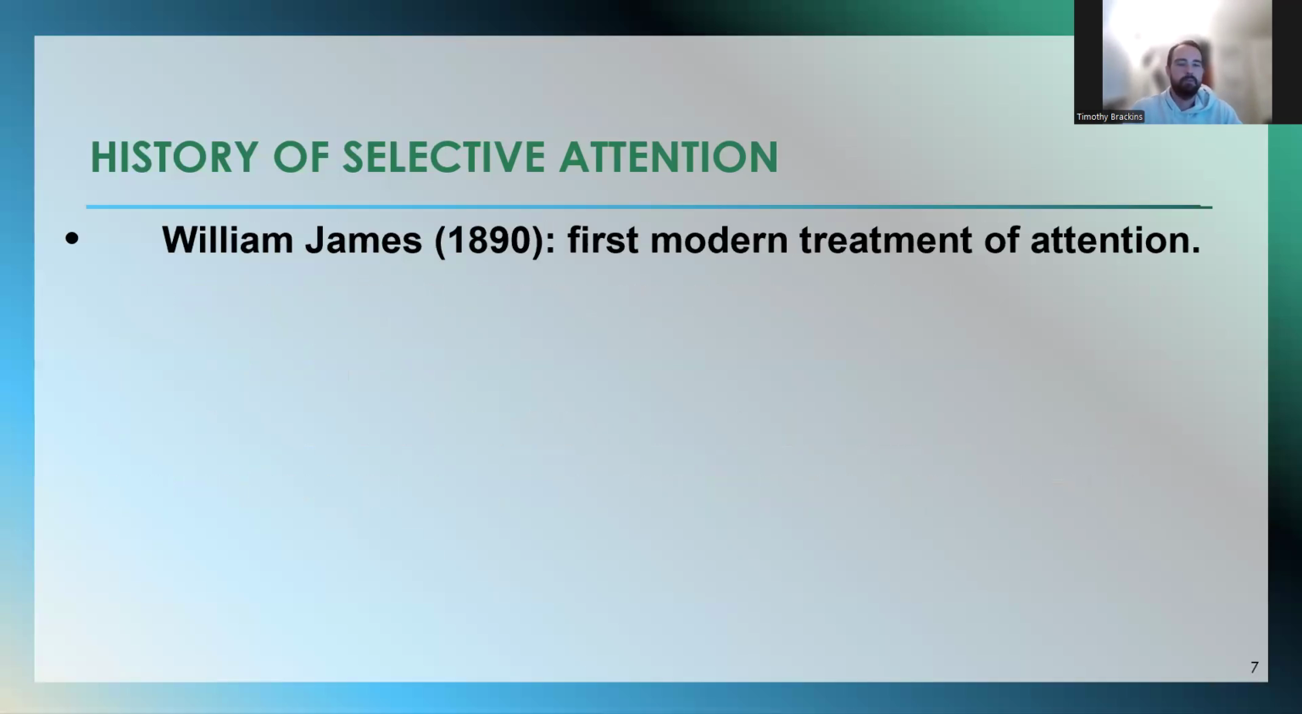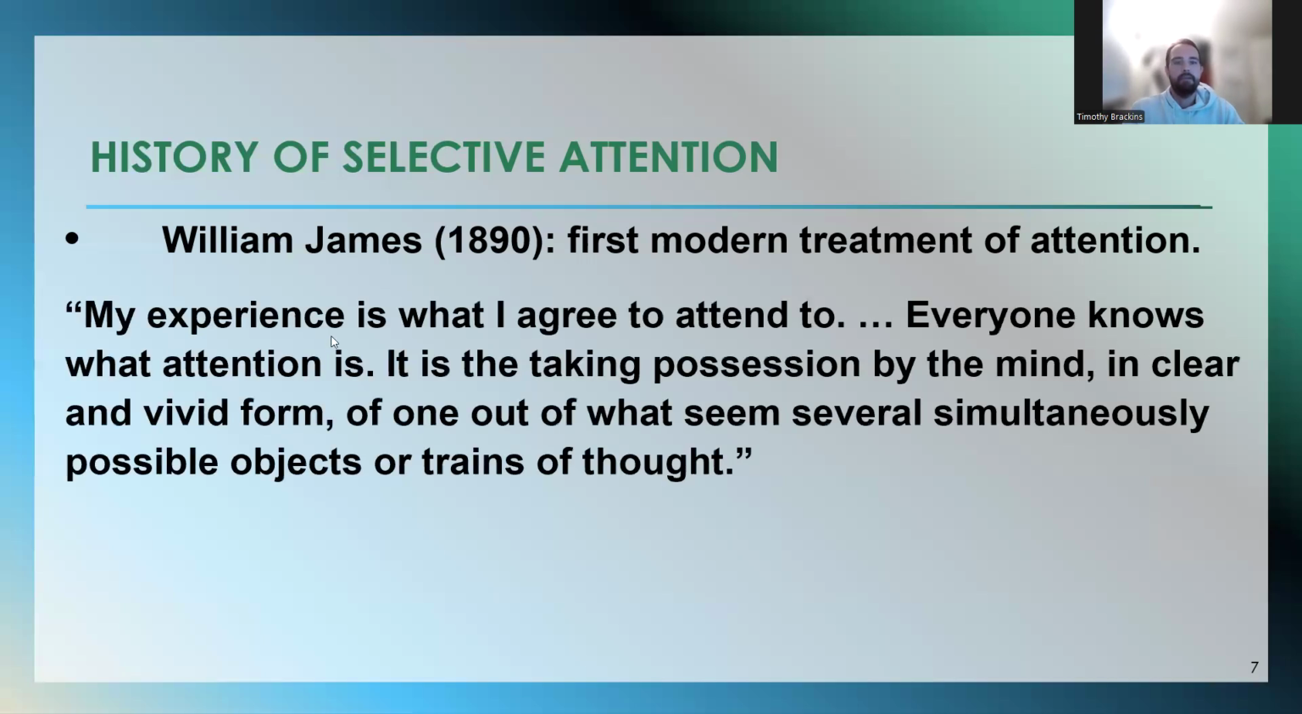So getting to modern times, William James, the first psychologist, the first scientist to really tackle attention in a modern sense and try to understand how it works. As I've talked about many times, everything that we discuss in this course has been rigorously studied. So this isn't guesswork. This isn't, well, I think it's like this. No, this is all done through rigorous scientific work. So William James was the first one to really apply this to the concept of attention. And as James said, everyone thinks they know what attention is, and that it is taking possession by the mind of one possible object or train of thought out of many.